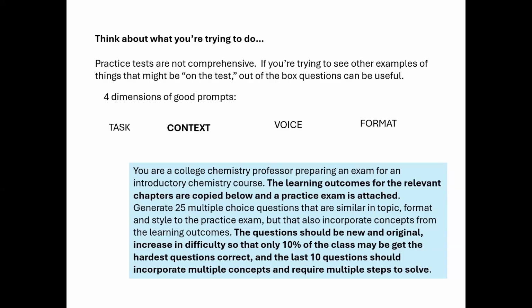So I wrote an example where you might revise your prompt, right? So instead of just saying, can you make an alternate exam, say you are a college chemistry professor preparing an exam for an introductory chemistry course. The learning outcomes for the relevant chapters are copied below, and a practice exam is attached. Generate 25 multiple choice questions that are similar in topic, format, and style to the practice exam, but also that incorporate concepts from the learning outcomes. The question should be new and original. Increase in difficulty so that only 10% of the class may get the hardest questions correct. And the last 10 questions should incorporate multiple concepts and require multiple steps to solve.